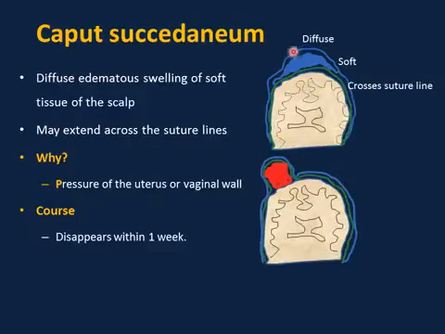If you are examining a newborn after birth and you see swelling in the head, the swelling is diffuse, soft, sometimes crosses a suture line if it's big. This is caput succedaneum. This is benign. It is because of edema and pressure in the uterus or vaginal canal. The course, it will disappear within 1 week. This is different than cephalhematoma, which is firm and usually limited and does not cross the suture line, as we will see in the next slide.